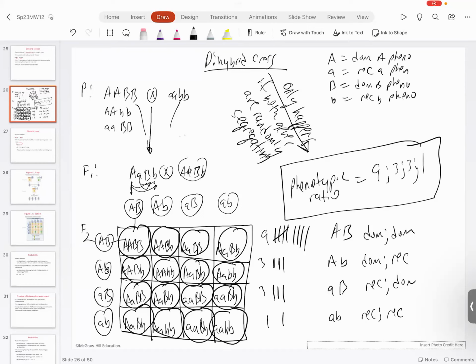As it turns out, there's a lot of genes that are not random. A lot of genes where the events that happen in A do have an effect on the events that happen in B. When that happens, it changes the ratios. It changes this ratio. But the cool thing about it is the ratio is always founded on 9331. So here's a good example.